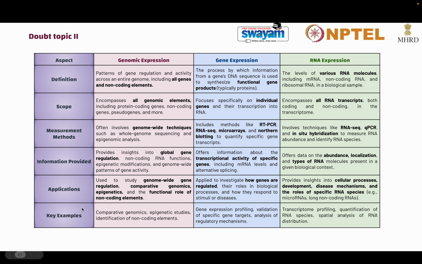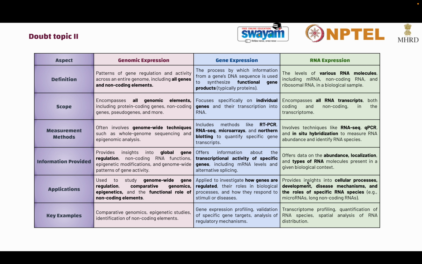Now, what are the applications of genomic expression? It will help you to study the genome-wide gene regulation, comparative genomics, epigenetics, and functional role of non-coding elements. Whereas gene expression can help you to investigate how genes are regulated, what are their roles in biological processes, and how they respond to disease or stimuli. All those things you can use by observing the gene expression. You can alter certain things and see how the gene expression is varying. In this way, you can infer that this particular change is leading to a change in the gene expression.